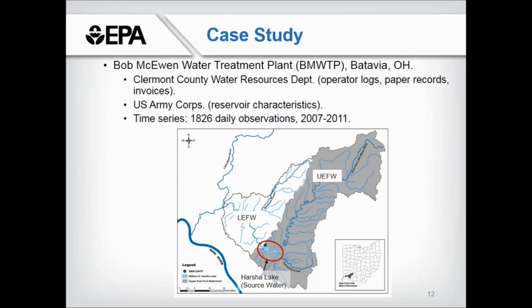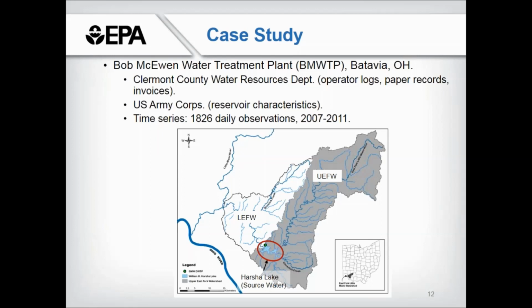In order to work through the steps James presented, we started with data from the Clermont County Water Resources Department, including operator logs, paper records, invoices, and electricity bills. We also have data from the U.S. Army Corps, including reservoir characteristics like pool elevation. We were able to compile 1,826 daily observations from January 1st, 2007 to December 31st, 2011 of real cost data and measurements from this treatment plant.